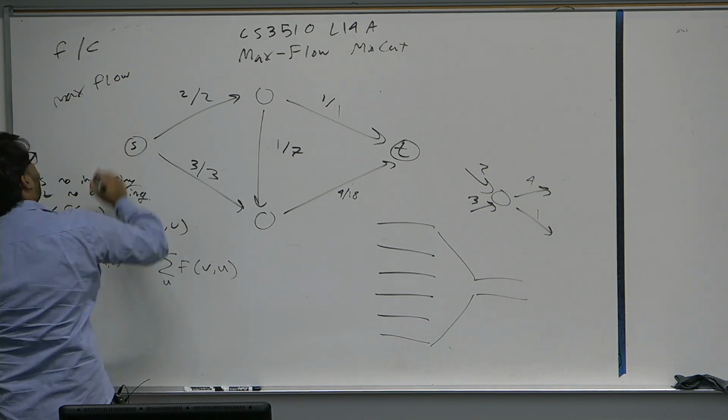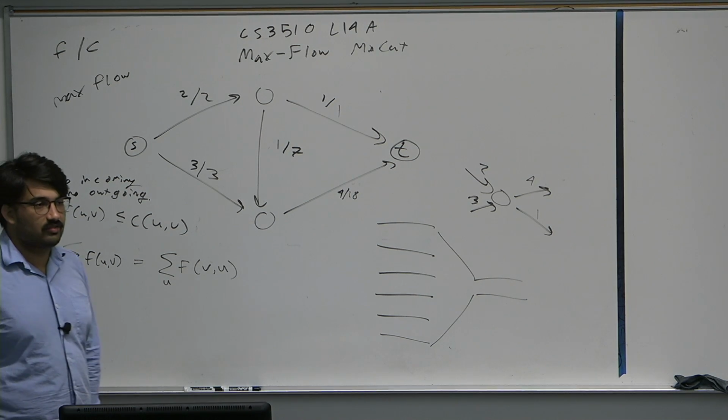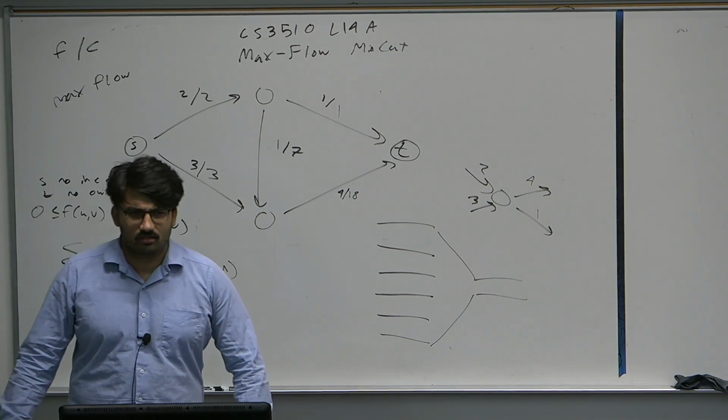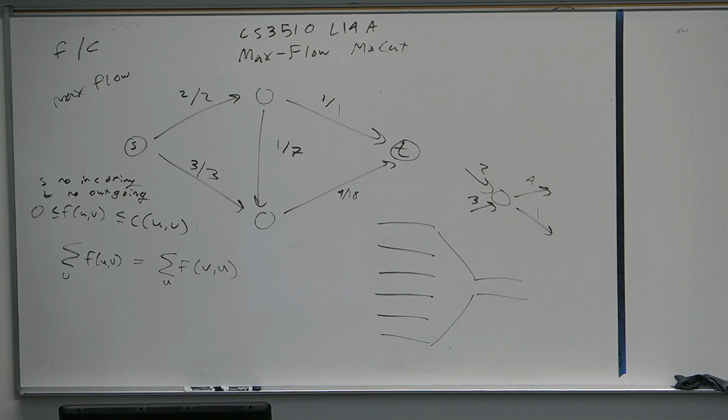What is the maximum amount of units I can send over such wires, whatever they're framed as, to begin at S and end at T, such that the capacities satisfy these flow constraints, flow is conserved, and S has no incoming, T has no outgoing, right? This is the definition of the max flow problem. Are there any questions on this? Have we seen max flow in some other scenario?